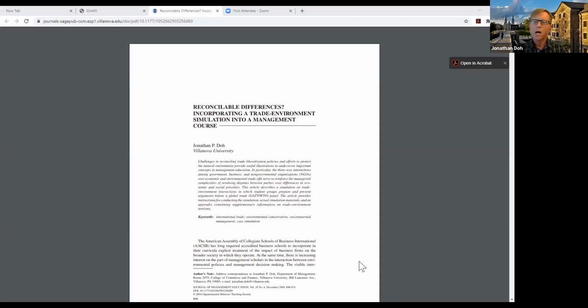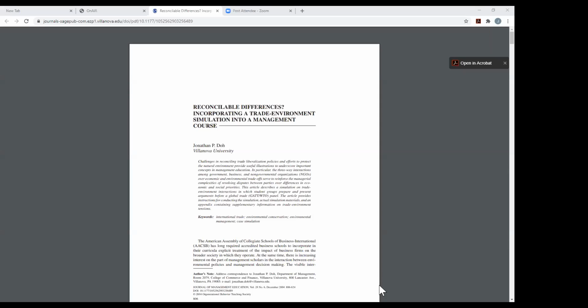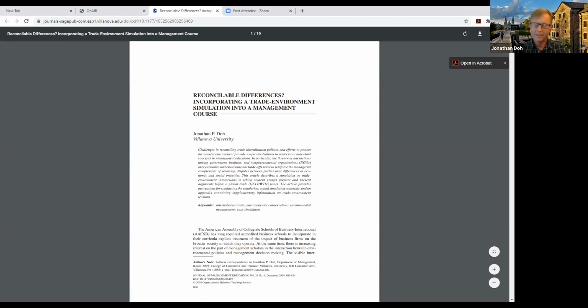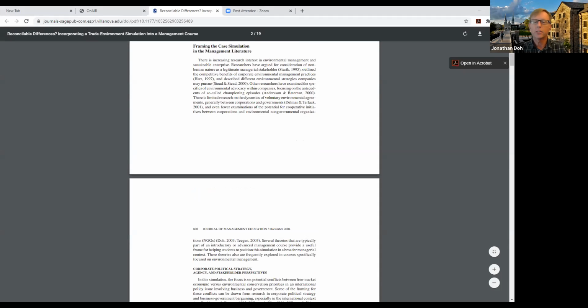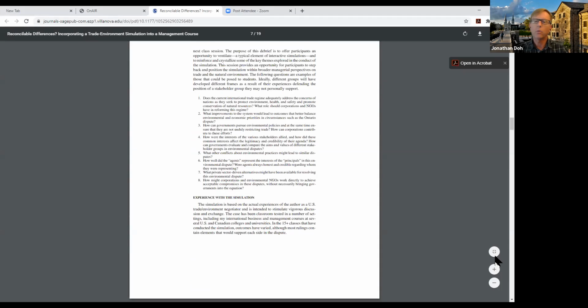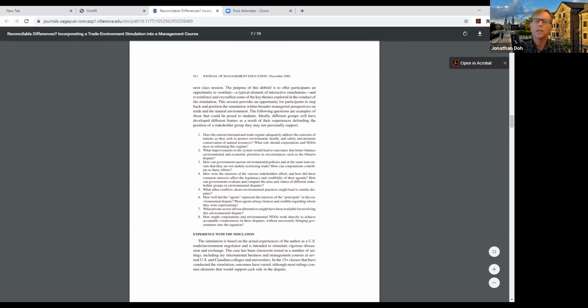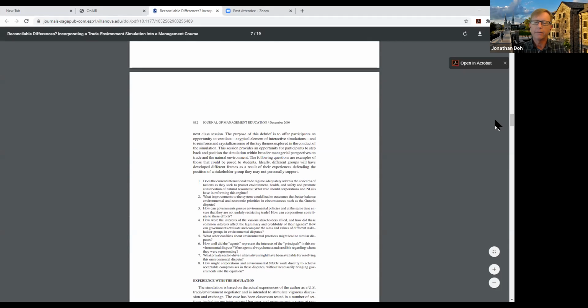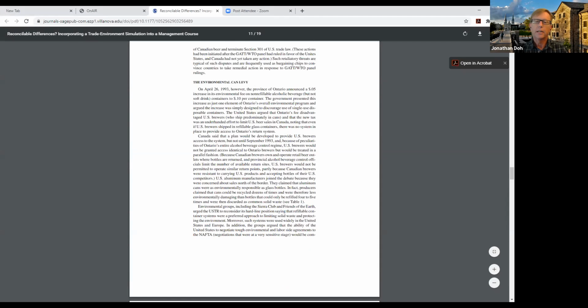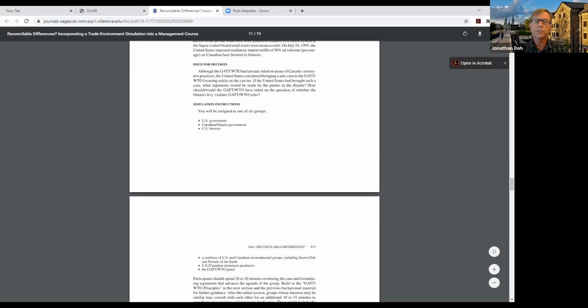Good. So I actually wrote up this article that describes the simulation, and the bulk of the article talks about the simulation and why it's interesting and why it's important. And then I actually have instructions. So if somebody wanted to do this themselves, as part of the article, I have instructions for a debrief, and then I have some supplemental information about trade and the environment and the different kinds of disputes.